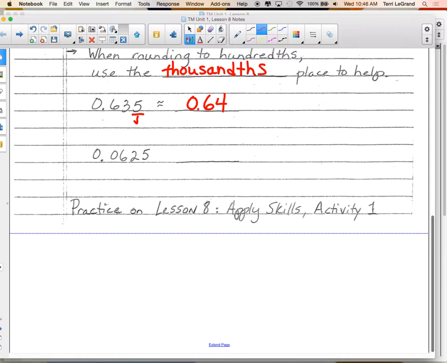So we're going to say big enough to round 3 up to 4. Big enough to round 3 up to 4.